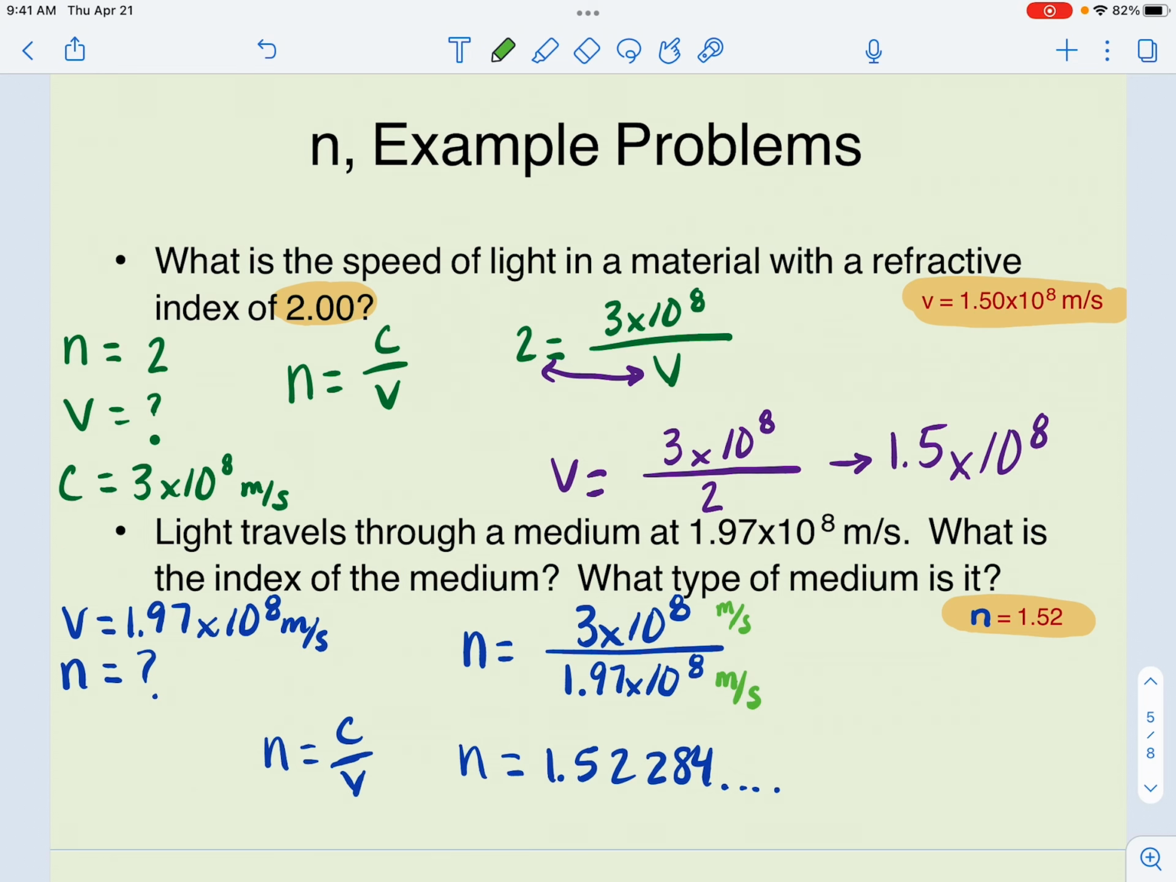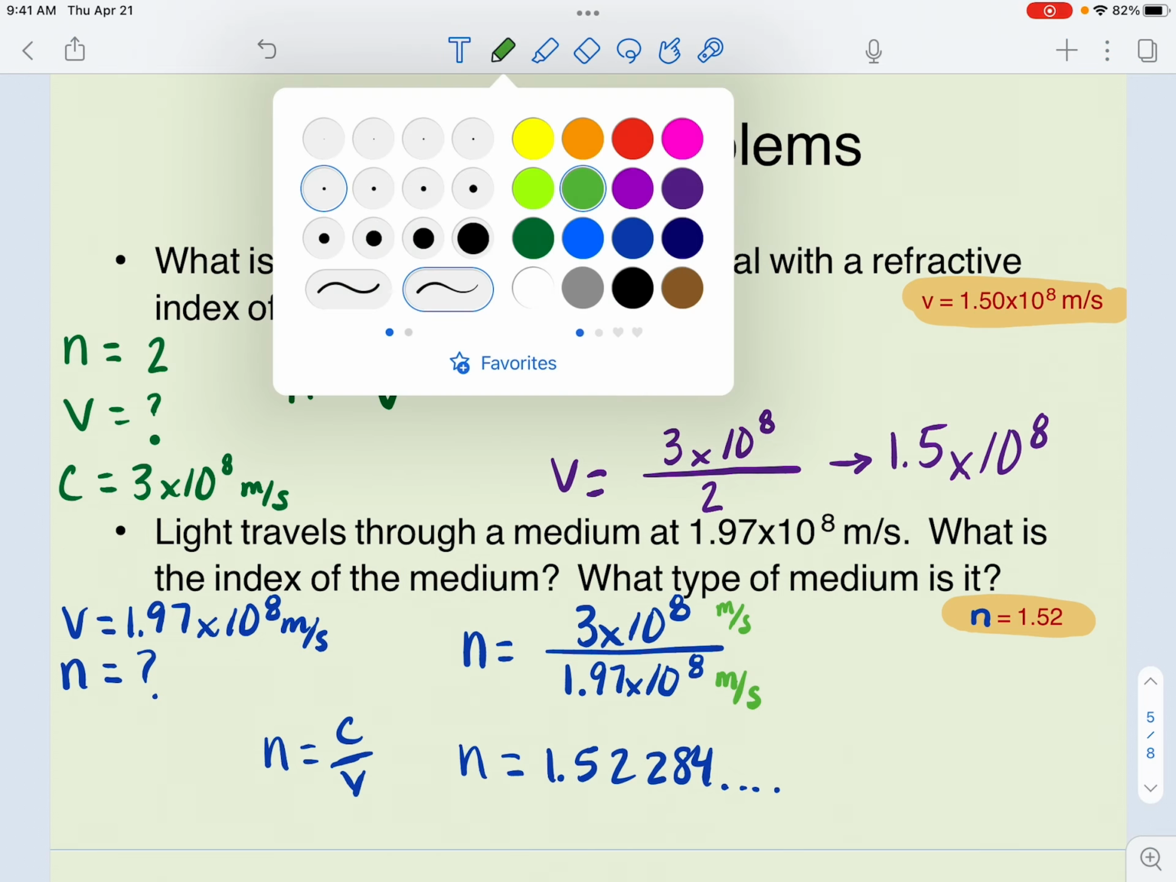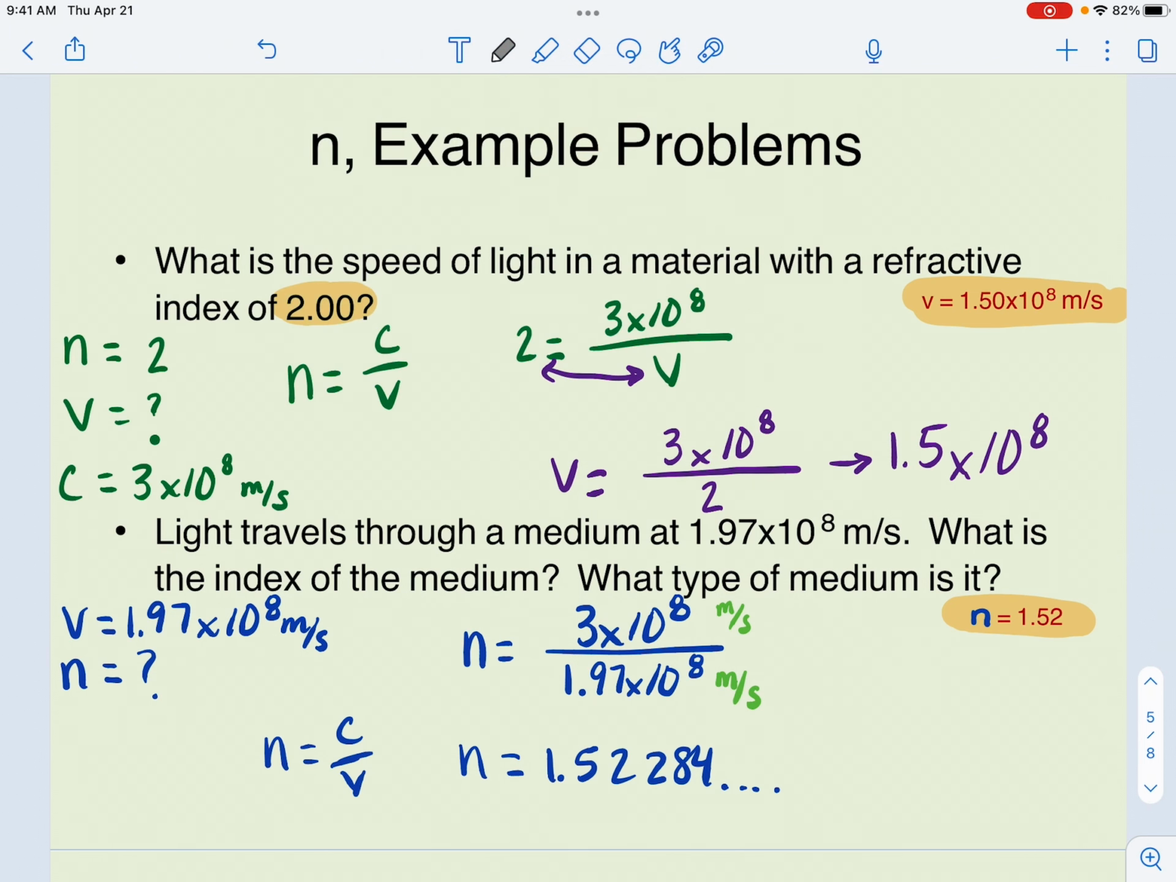So when we do the algebra here, we are going to have a numerator of meters per second divided by a denominator of meters per second. So the units cancel itself out. So we just are left with an n value.